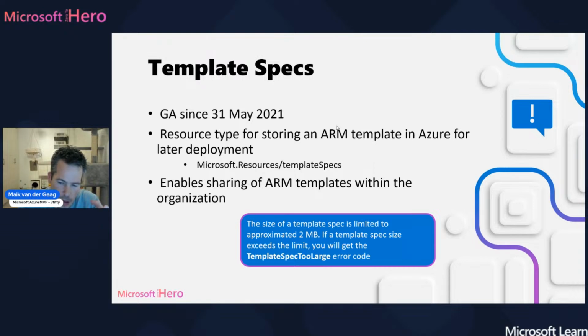So as I mentioned, template specs are a way for you to share your ARM templates within the organization, to make sure that people can reuse the templates that you created. So they are no longer only in a Git repository or within Azure DevOps. No, they are also within your Azure environment itself.